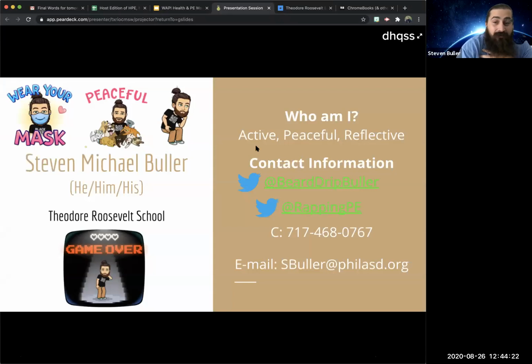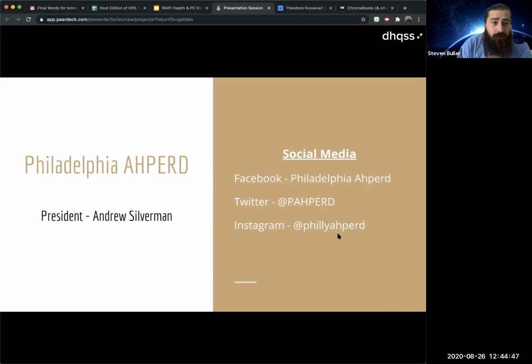This is my contact information. I'll show this again at the end. These are my Twitter handles. Twitter is amazing. It's great for PLCs, or personal learning communities, or professional learning communities. This is my cell phone number. If you need to reach out, have any questions, concerns, or here's what I found, whatever, you can reach out. That's my email. Sweet. Social media.